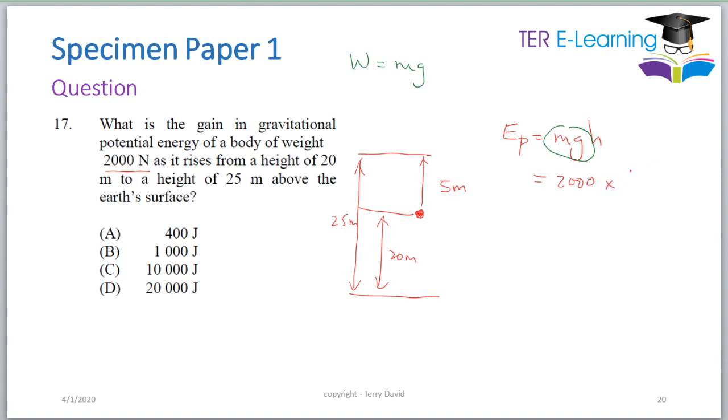multiplied by my height, and the height is really my change in height. Sometimes you might see this formula written as delta, my change in potential energy, is equal to mg delta h. Both are the same formula. What we're concerned about is the change in height. So it's 2000 multiplied by 5, which is 10,000. And since we're talking about energy, it's 10,000 joules. So my answer will be C. All right, so my answer is C for that one.